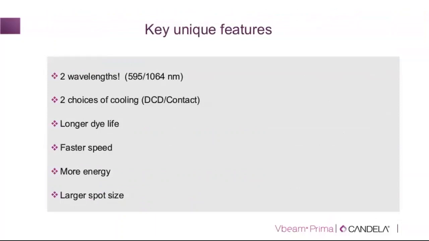So, to summarize, what are the key unique features of the Vbeam Prima? We have two wavelengths, the 595 and the 1064, the latter for the deeper components of vessels and the venous. We have two choices of cooling, the contact cooling as well as cryogen cooling, DCD. We have more efficient dye with longer dye life that we are able to monitor and track, faster speeds. We have more energy with a larger spot size of 15 millimeter and higher frequencies.